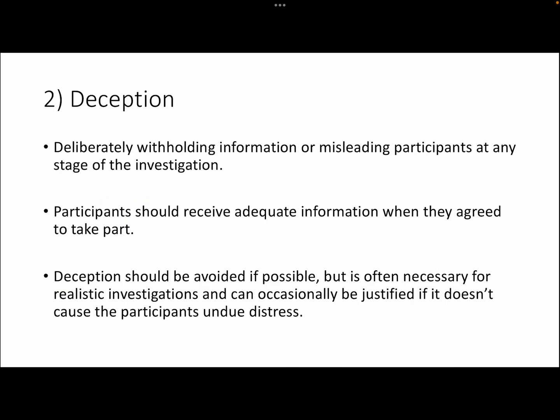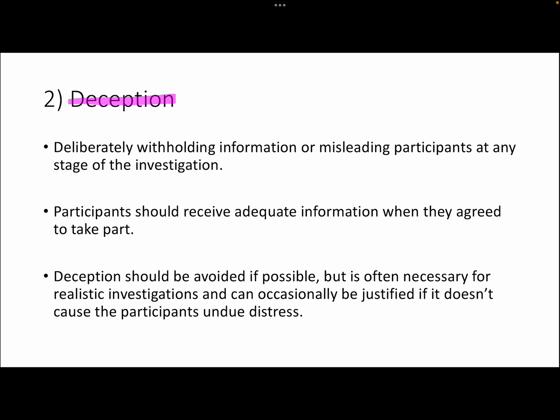So that is the ethical guideline number 1, informed consent. Ethical guideline number 2 is regarding deception. Deception means deliberately misleading or withholding information from participants at any stage of the investigation. And it's linked to informed consent. Participants who haven't received adequate information when they agree to take part, or worse, who have been intentionally lied to, cannot be said to have given informed consent. Despite that, there are some occasions where deception can be justified if it doesn't cause undue distress to our participants.